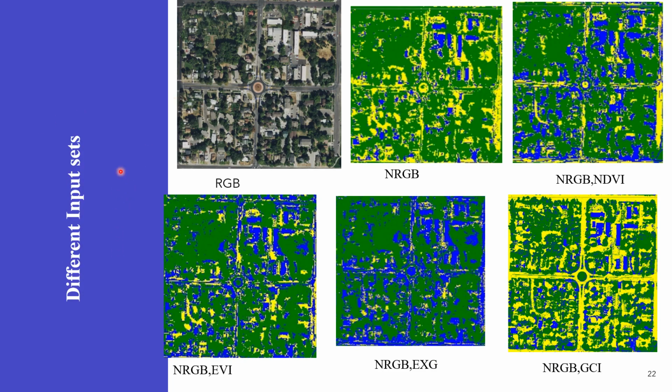And while our machine learning is random forest, I try to show how different input sets work for classification. As you can see, the combination of near infrared, RGB, and GCI shows the objects better than others.